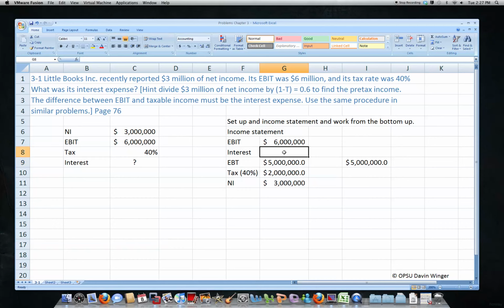Now to find our interest would be just the difference between our EBIT and our earnings before taxes. So we can just say equals 6 minus 5 million, and our interest would be 1 million. We can highlight it. And there you go, and we've labeled it 3-1.